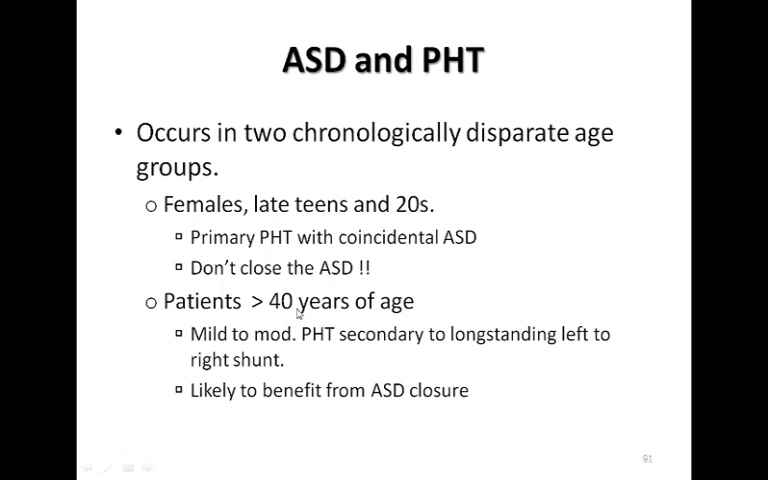If the patient is more than 40 years with mild to moderate pulmonary hypertension secondary to long-standing left to right shunt, that kind of patient benefits from closing the ASD. So for the patient with pulmonary hypertension, see whether it's primary pulmonary hypertension or secondary. Pulmonary hypertension with coincidental ASD, leave the defect open, and if the pulmonary hypertension is secondary to ASD, then they benefit by closing the defect.